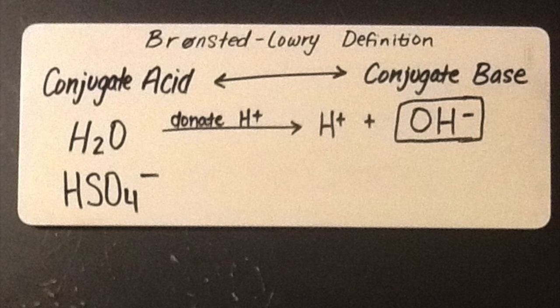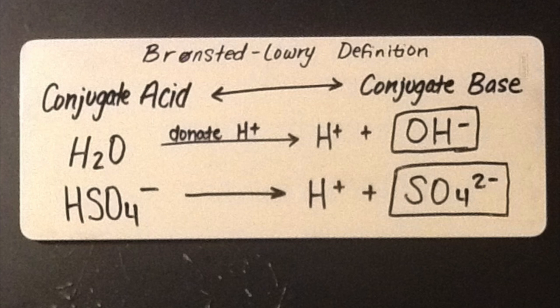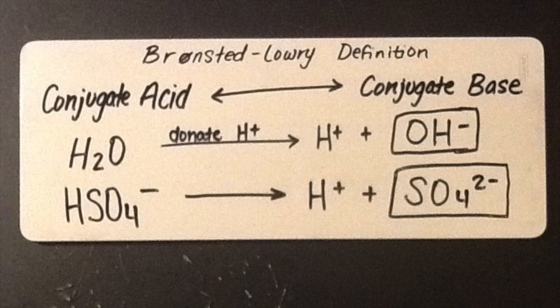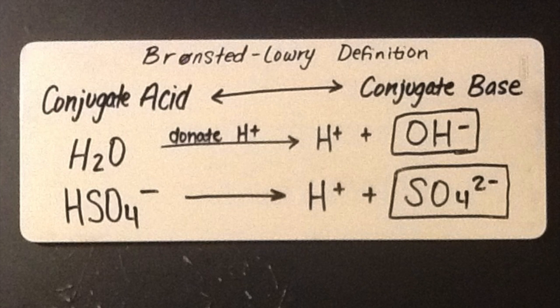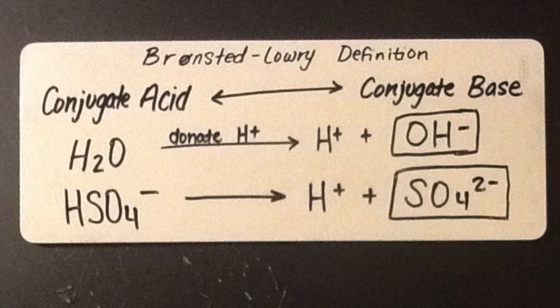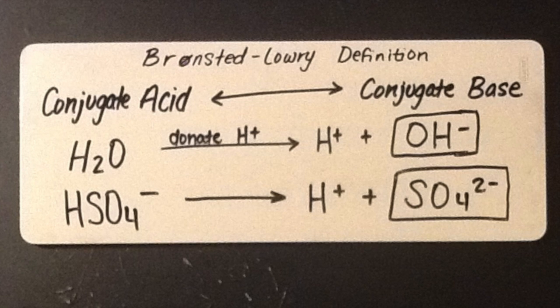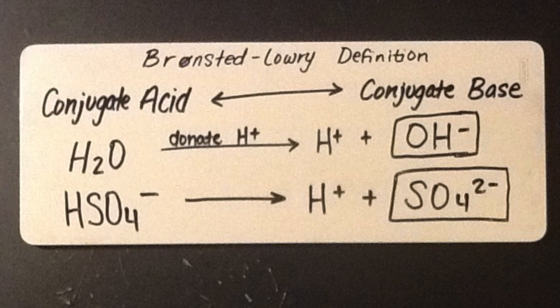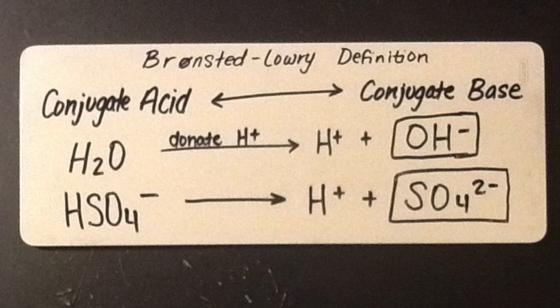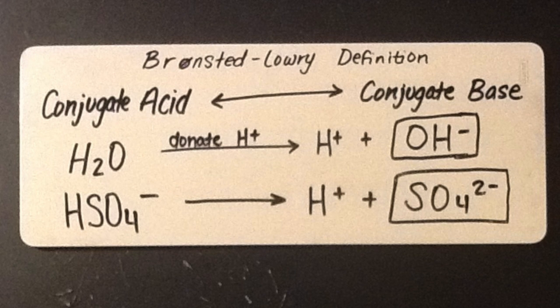All right, how'd you do? If you lost H+, you should now have no hydrogens, so it should be SO4, and since you lost that positive charge, you're now 2- instead of 1-. So HSO4- went from being a -1 charge to a -2 charge. So you're at SO4 2- for your conjugate base.